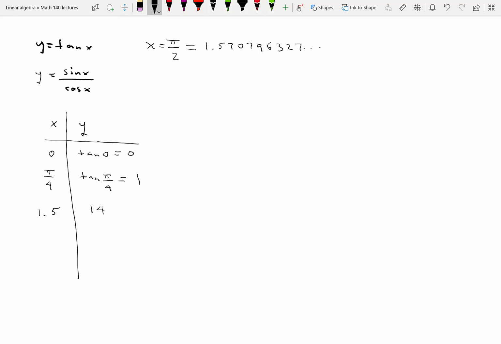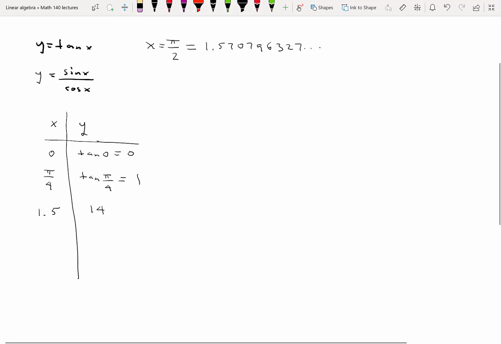Okay, so what this is telling us right off is that the tangent function doesn't appear to have an amplitude, that highest point that the sine and cosine functions have. Let's take a look at the graph of our points so far.